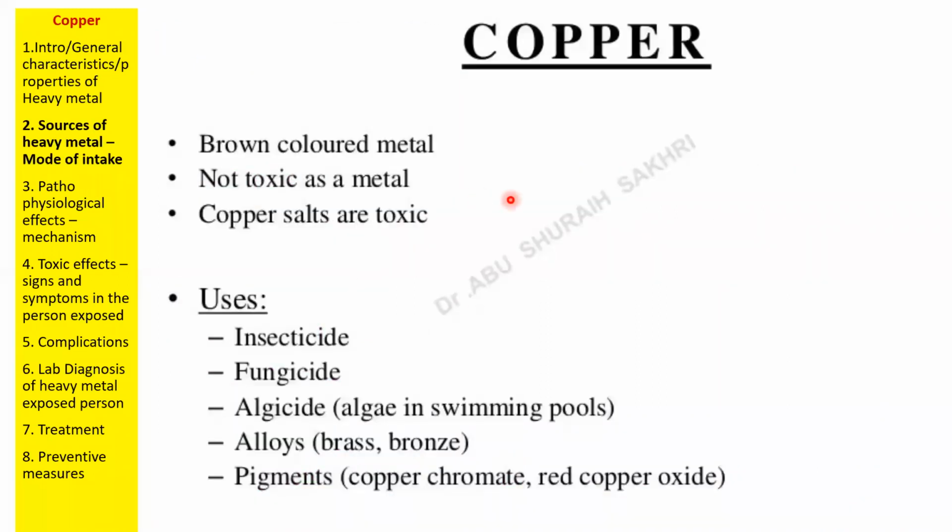Copper is a brown colored metal. It is not toxic in the form of metal, but if copper is dissolved in water or in the blood, then it can definitely cause death. Copper is also a famous fungicide and insecticide. In many crops, we use copper as an insecticide, and also as a fungicide to remove algal debris. The green algal debris can be removed by spraying copper containing chemicals. Copper is also present as an alloy in brass and bronze. Copper pigments have a greenish blue hue.